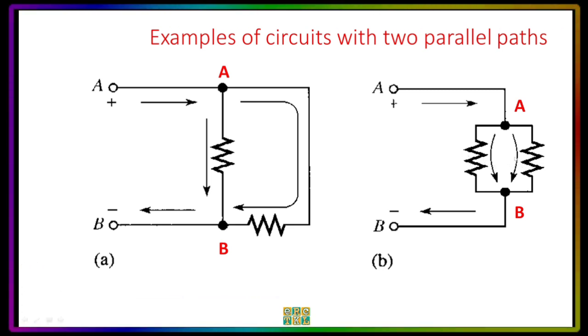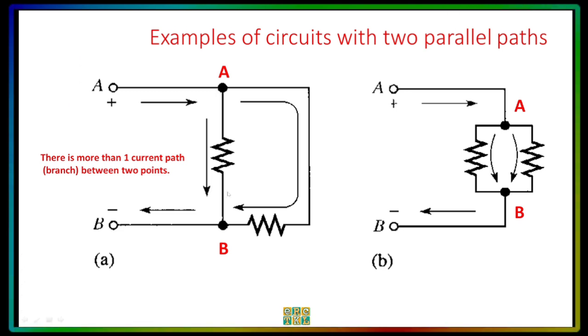If these two resistors are equal, the current that will be split or divided will be the same current. So if this is 10 amperes, one will be 5 amperes and the other one will also be 5. That is if they are the same. So there is more than one current path between the two points.